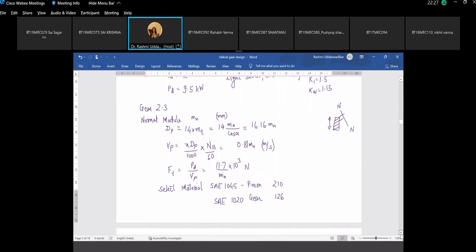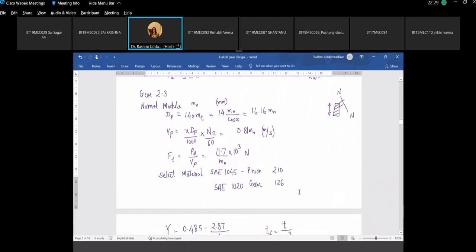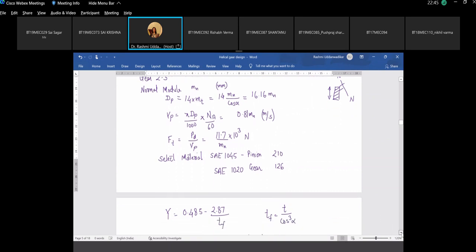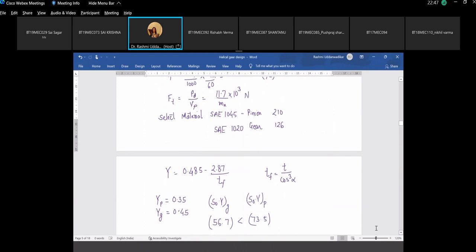Next step is we select the material for pinion and gear, and normally we select the pinion as the harder of the two, unless it is already given in the problem. So whenever you are to select, we will select pinion which is harder. Now here the difference of the value of S0 was huge, and so when we calculated the value of Y and S0 into Y, we got the value of S0 into Y for gear to be less than that of pinion.